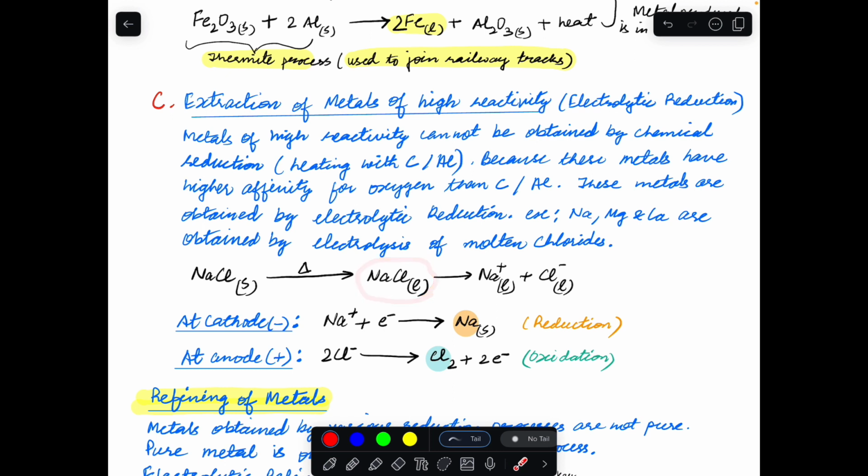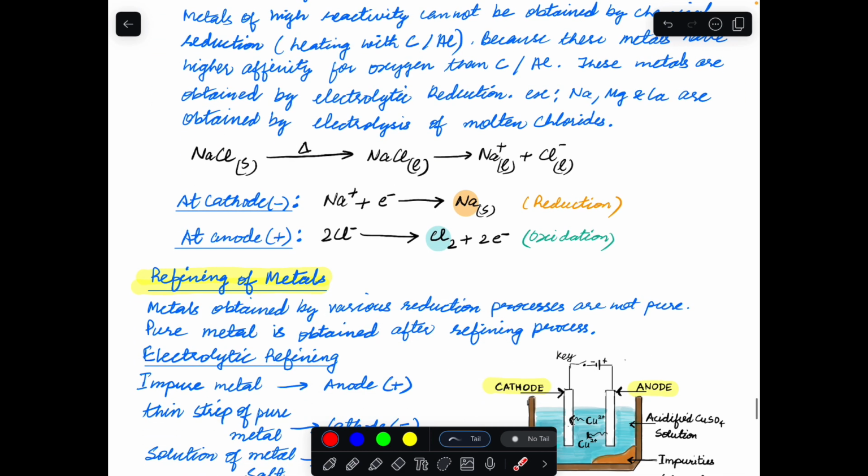Liquid sodium chloride will have the positive ion and the negative ion in the liquid state. The positive ion will take an electron to form metal, and the negative ion will lose an electron to give you chlorine gas. So at the cathode, where reduction takes place, you will get metal, and at the anode, where oxidation takes place, you will get chlorine gas. So this is the electrolytic reduction process.